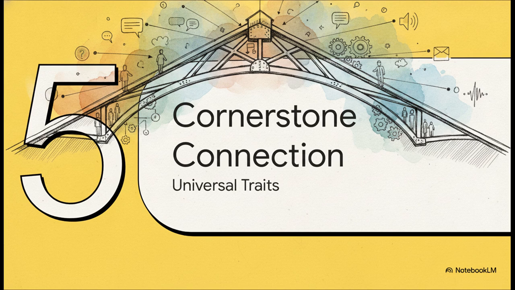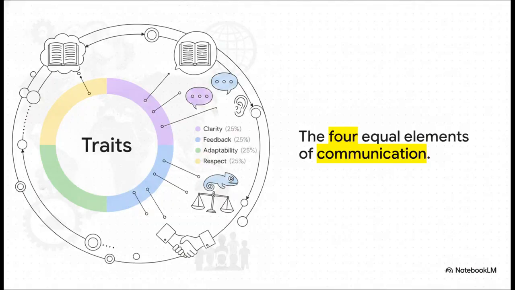Which brings us to our final stop, Section 5, the cornerstone of connection and the universal traits of understanding. So what's the roof holding this entire architecture together? Well, across all the domains we just talked about, whether it's intercultural differences, team collaborations, or classroom dynamics, effective communication always requires 4 interconnected elements to be equally present. We're talking clarity, feedback, adaptability, and respect. If you remove even one of these pillars, honestly, the structural integrity of your understanding completely falls apart.